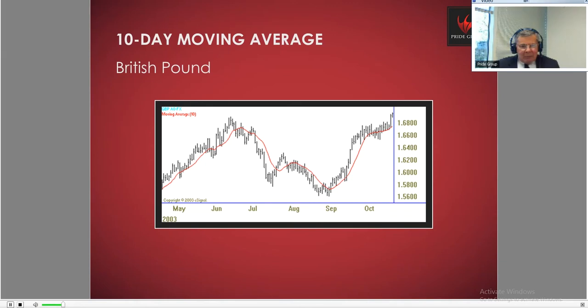Now, the 10-day moving average, I have a fondness in my heart for the 10-day moving average because it was the moving average I was first introduced to in technical analysis after I got out of the military following college. My first job was as a salesman for IBM selling computers.